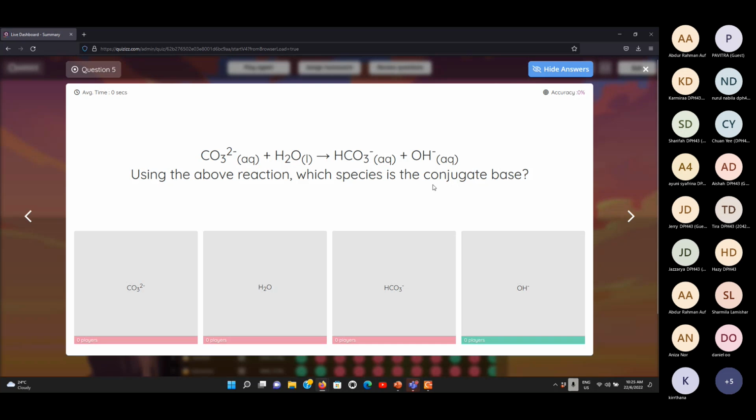which species is the conjugate base? Kamu kena identify species yang kehilangan H. So tengok pada the left hand side of this equation. So CO3 2 minus tak ada hydrogen. Dan sini ada hydrogen. So the one thing that could lose hydrogen adalah H2O. So H2O bila dia lose one hydrogen, dia akan menjadi OH minus. So that makes OH minus, hydroxide ion ni adalah the conjugate base. Okay, remember, conjugate base is a species that has lost a proton.